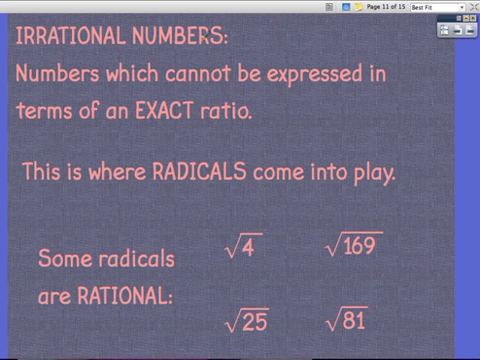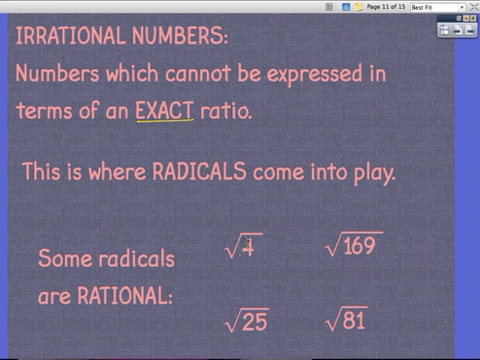Irrational numbers are numbers that can't be written as an exact ratio. And this is really where our radicals come into play. Now, some radicals we have are rational. Each one of these radicals is a rational number. Do you see any patterns?